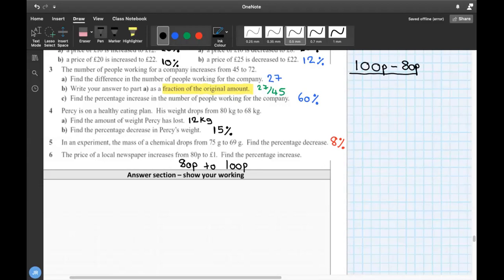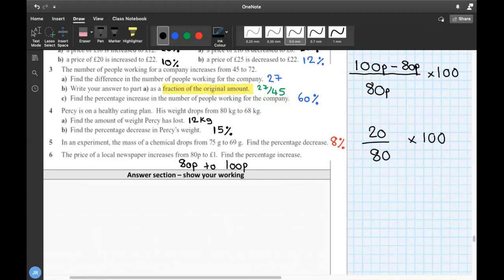And then we're dividing by our original amount. Because it was an increase, our original amount was 80 pence. And then we're multiplying that by 100. Right, 100 take away 80 leaves you with 20. So you've got 20 over 80, all multiplied by 100.